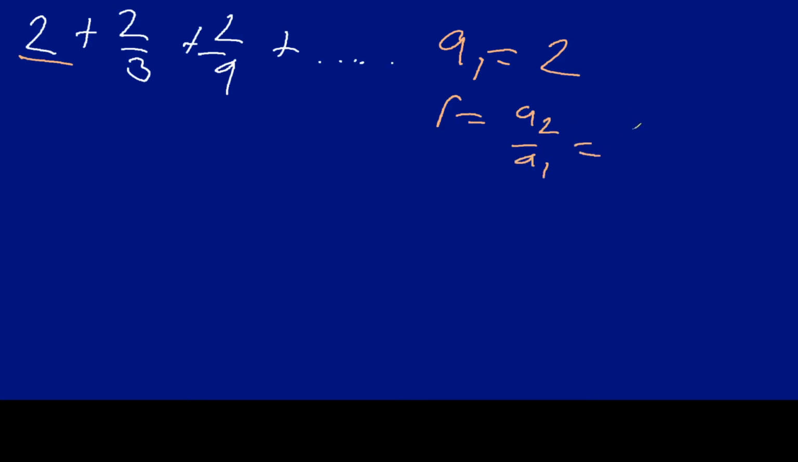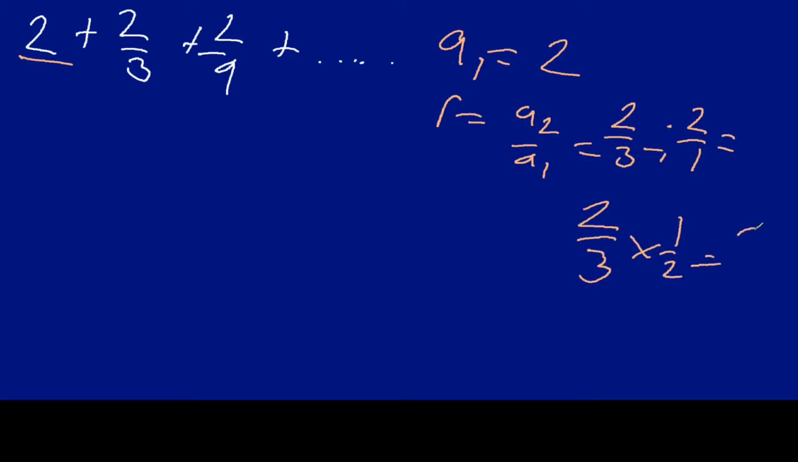And so that means I would take 2 over 3 divided by 2 over 1. That's the same as saying 2 over 3 times 1 over 2, that equals 2 over 6, or you could say that equals 1 over 3. So that is my ratio. My ratio is 1 over 3. I took my second term divided by my first term to get that.